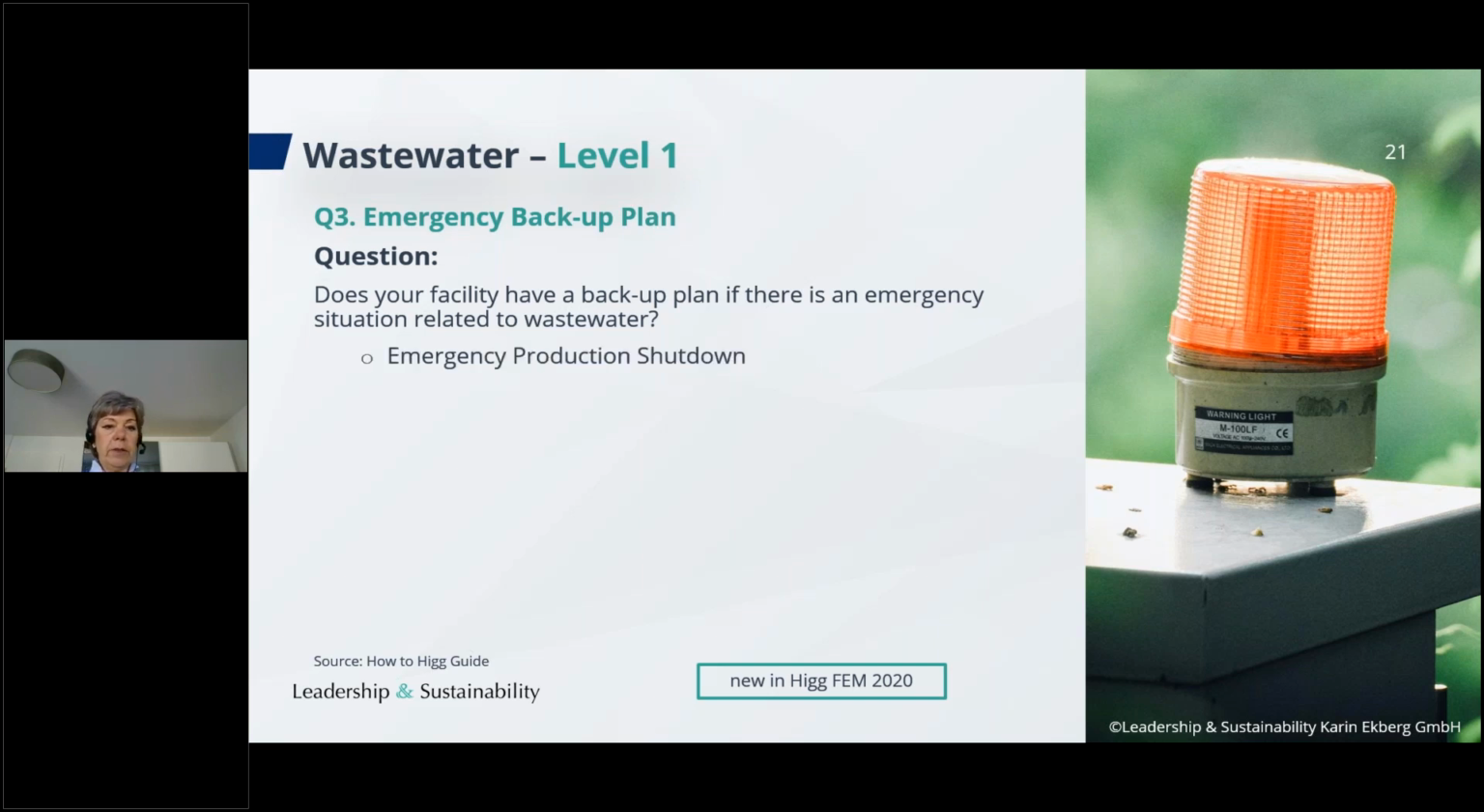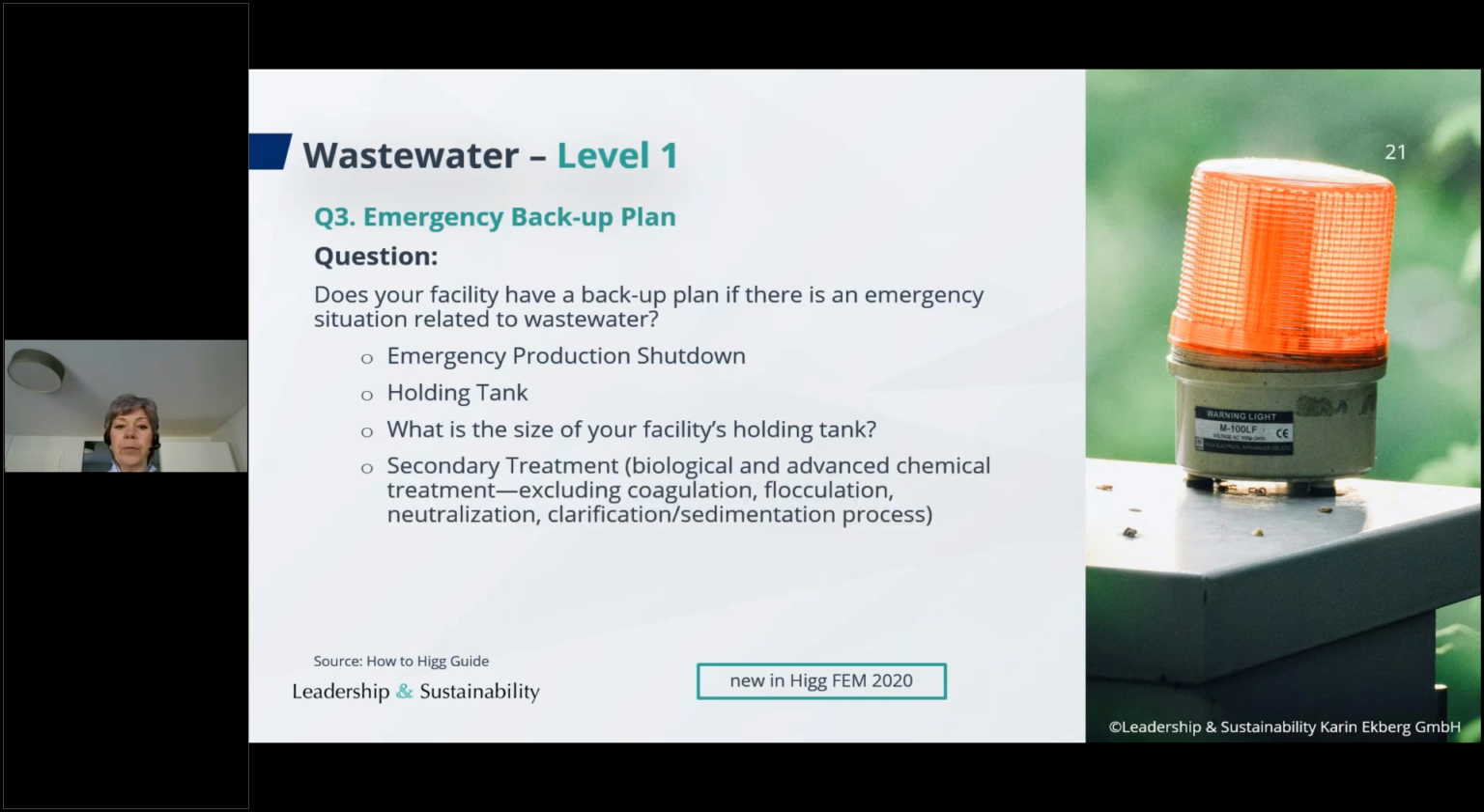And what you need here is, for example, you should indicate what type of backup plan you have. You may have an emergency production shutdown, where you just have to shut down the plant or at least your wet processes, or a holding tank. And a holding tank is very common anyway, that you have at the inlet of your wastewater treatment plant. Then we are asking also what is the size of your facility's holding tank, and it should be 1 day of the total wastewater volume that you have. And then do you have secondary treatment? What type of treatment do you have? Do you have the possibility to discharge to the offsite wastewater treatment plant?